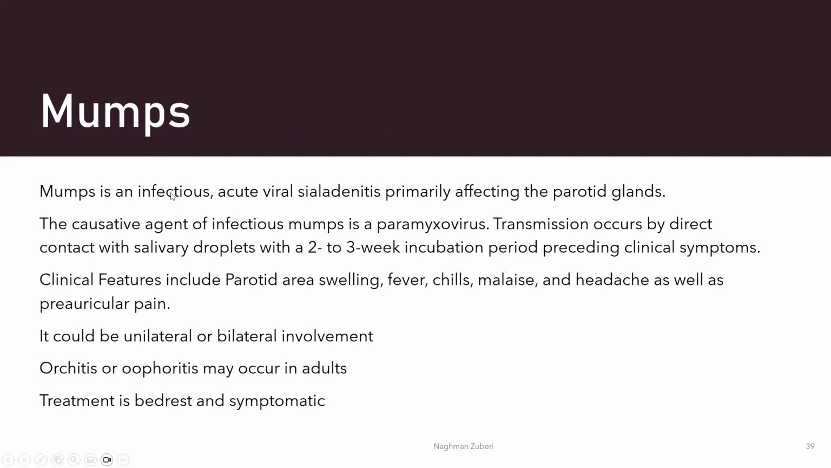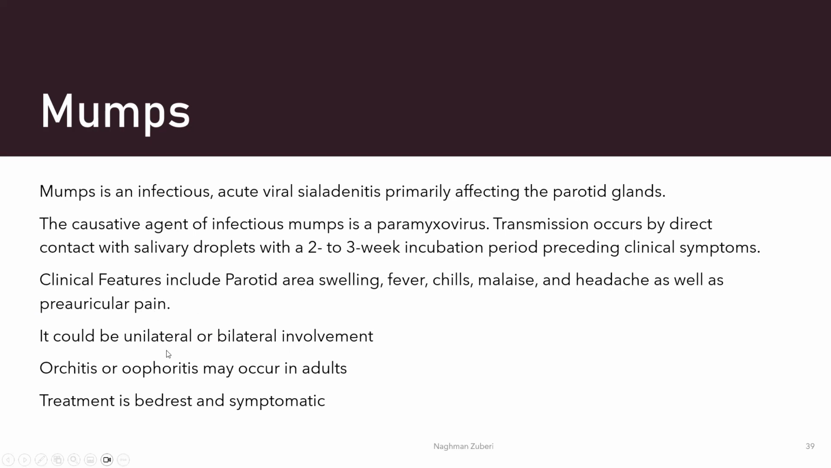Mumps. Mumps is an infectious acute viral sialadenitis primarily affecting the parotid glands. The causative agent of infectious mumps is paramyxovirus. Transmission occurs by direct contact with salivary droplets with a 2 to 3 week incubation period preceding clinical symptoms. Clinical features include parotid area swelling, fever, chills, malaise, and headache, as well as preauricular pain.